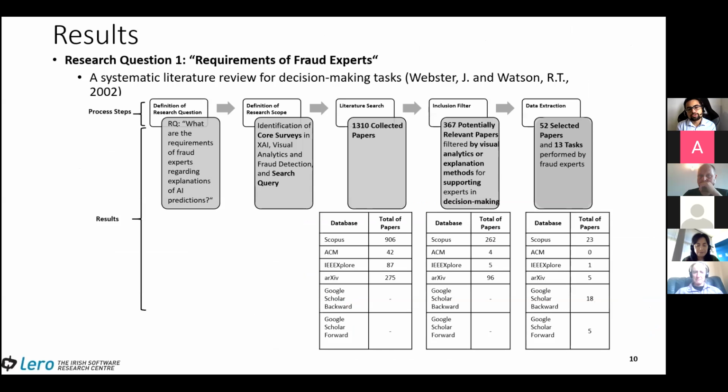So in order to have rigor for these findings, I did a systematic literature review to verify the presence of those tasks in the literature of explainable AI methods and visual analytics supporting users' decision-making. I started with identifying relevant keywords and databases for my literature search, for which I collected 1,310 papers. I filtered those papers to come up with 367 potentially relevant papers, from which I ended up with 52 papers focused on decision-making support with visual analytics or explanation methods.